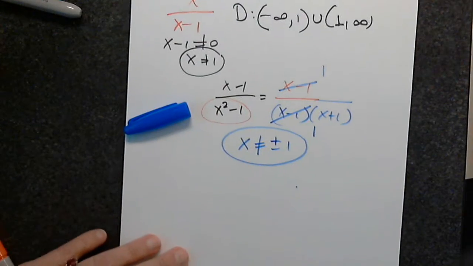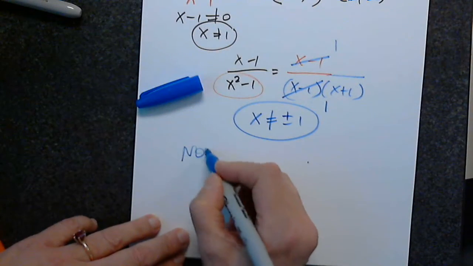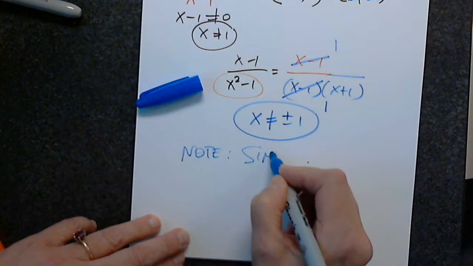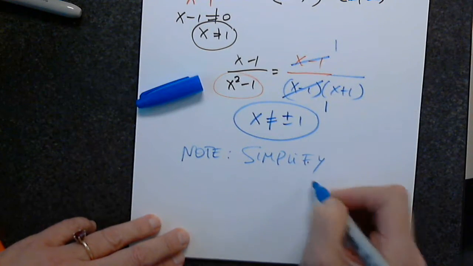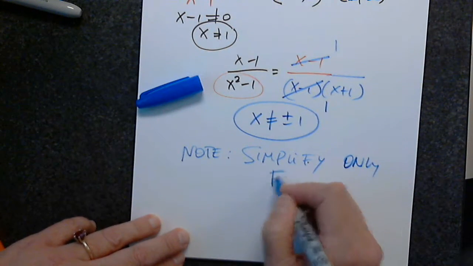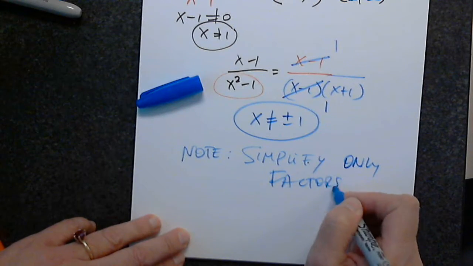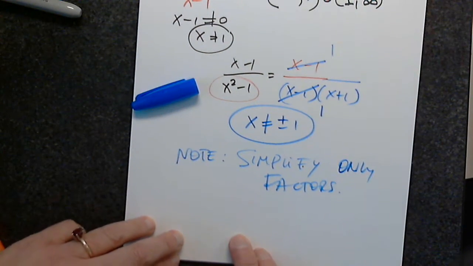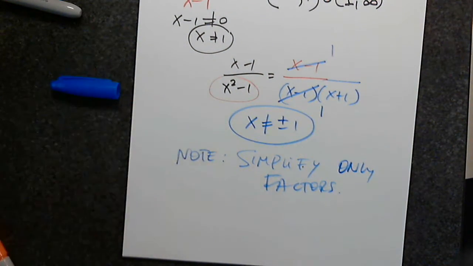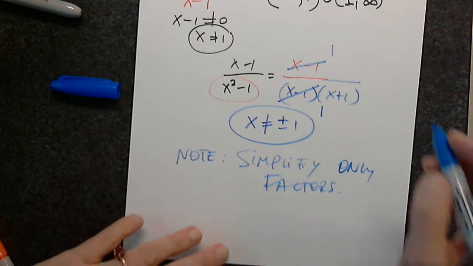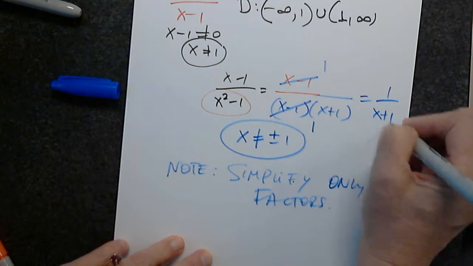So this is a very important note. Note: simplify only factors. That's one of the reasons why we learn how to factor, because this is the second application. The first one was solving quadratic equations by factoring, and this is the second one: simplifying rational expressions by factoring. So the simplified form is 1 over x plus 1.